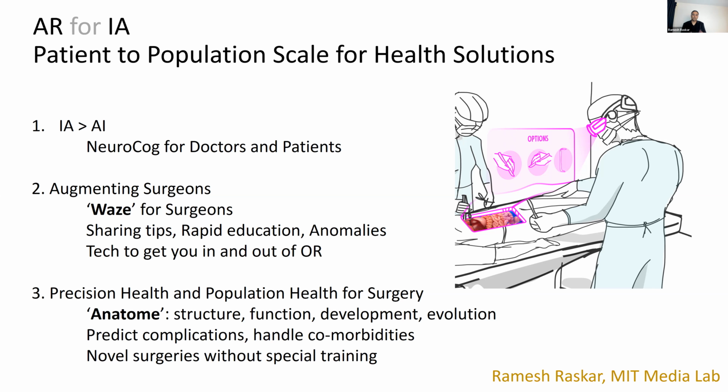We want to augment the surgeons, and I use this analogy of Waze for surgeons that they would allow them to share tips, dramatically simplify training, find anomalies, and you really want to build technology that gets you in and out of the OR in the shortest possible way. And then I talked about this idea of precision health versus population health for surgery. If you create these new structures, these new dictionaries called Anatome for human anatomy, that can have a library of structure, function, development, and evolution that will allow surgeons to predict complications and handle comorbidities in real time.